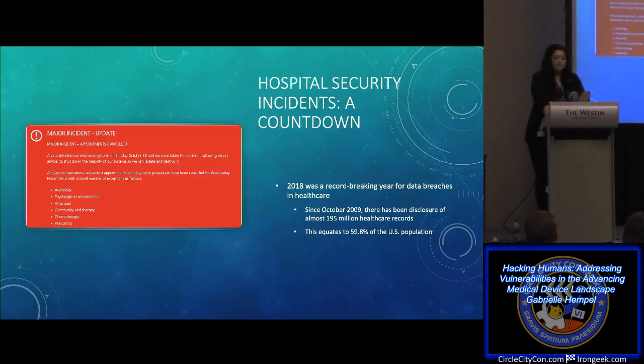So what kind of incidents are plaguing these hospitals and medical systems? 2018 was a record-breaking year for data breaches in healthcare alone. Since October 2009, there's been disclosure of almost 195 million healthcare records, which equates to affecting 59.8% of the United States population.